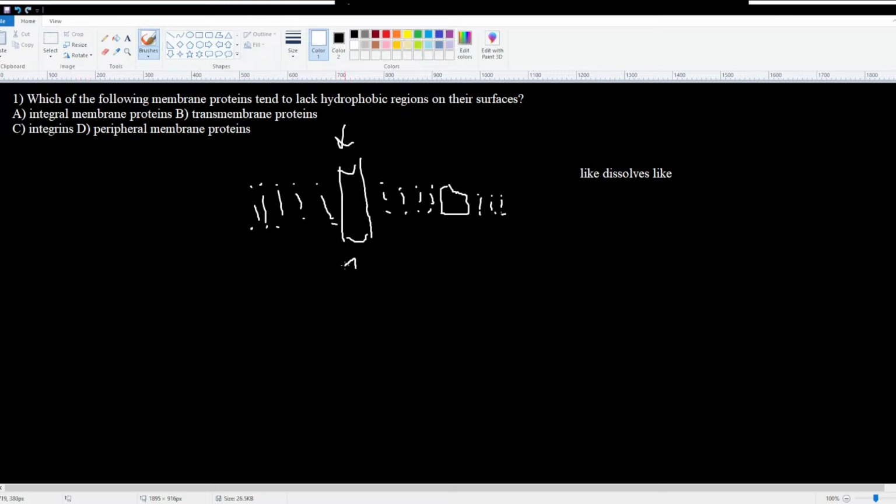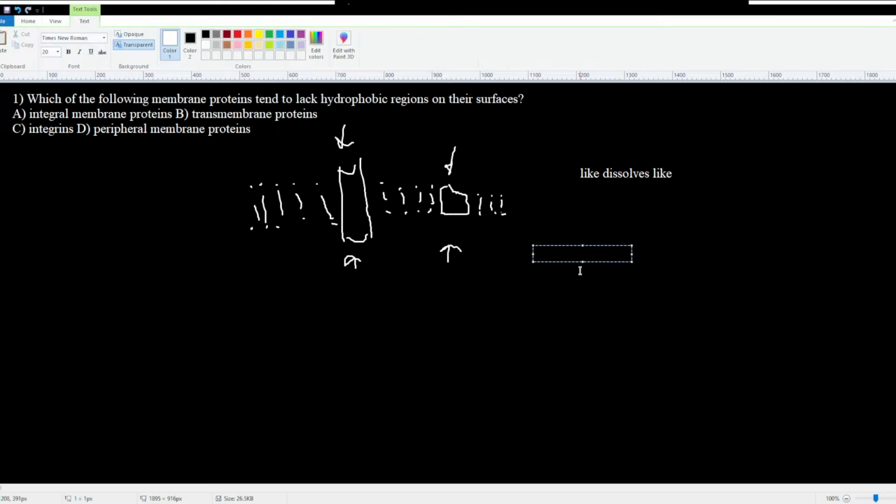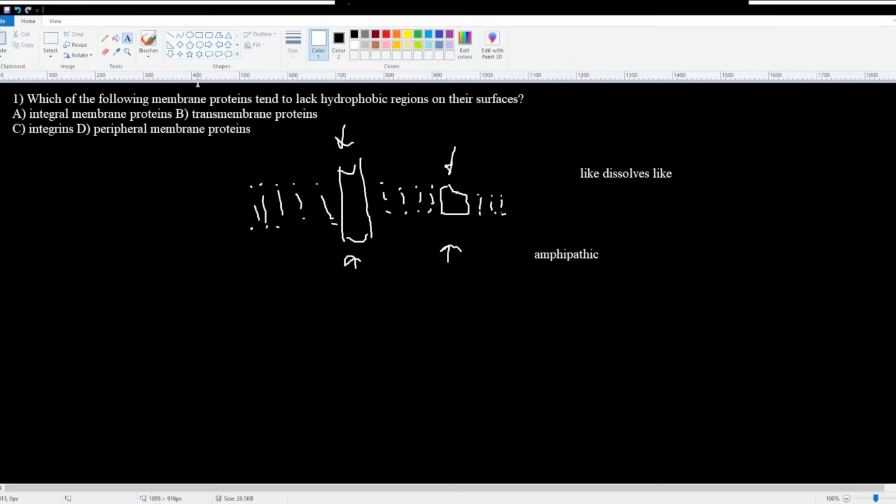So just like the lipid bilayer, these proteins are what is known as amphipathic. So what does amphipathic mean? Amphipathic means that it's both hydrophobic and hydrophilic. So it's going to be just like the lipid bilayer. It's going to be hydrophilic on the outside, facing the outside, and hydrophobic facing the inside, because just like our bilayer, it's hydrophobic on the inside and hydrophilic on the outside.